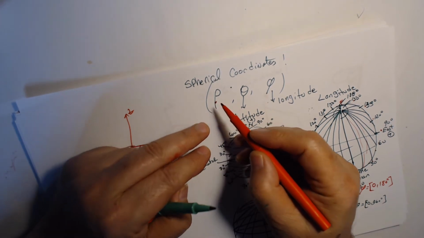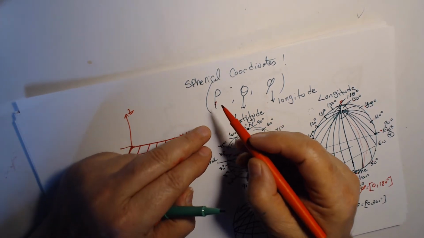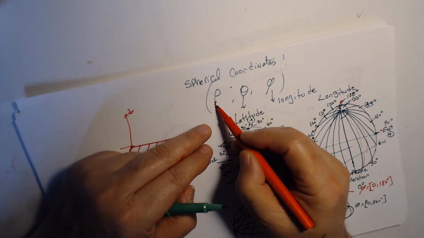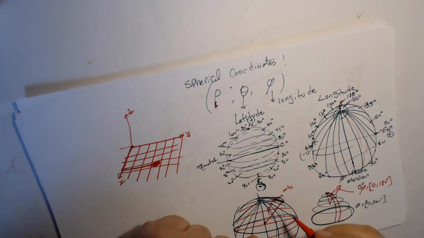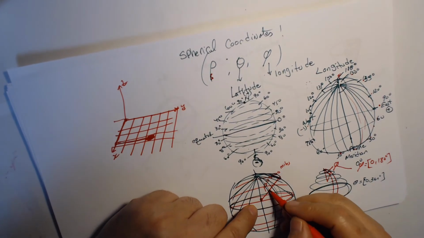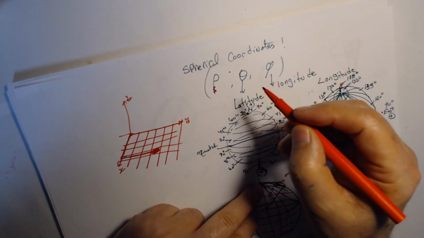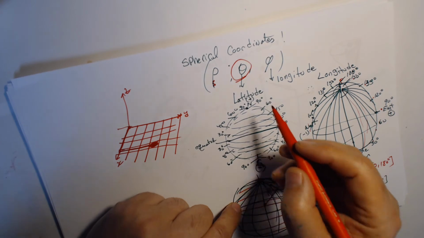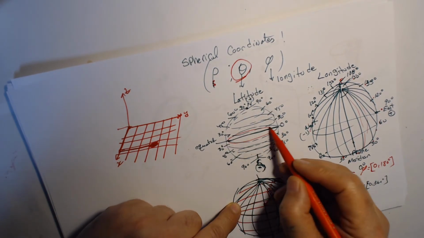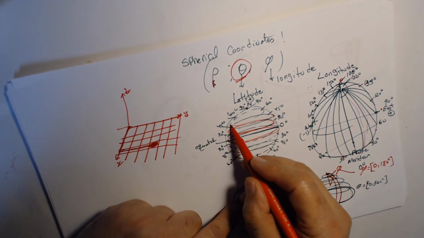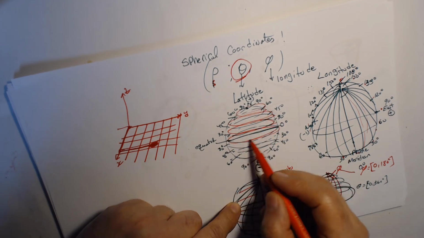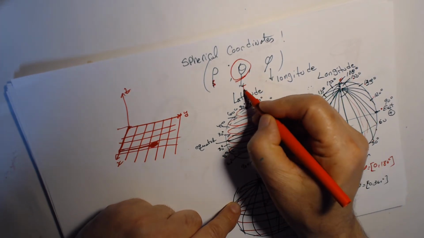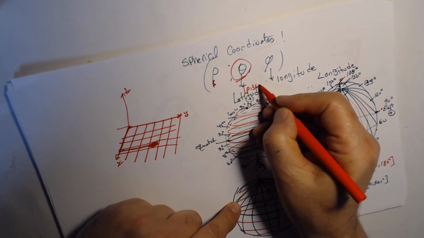Your rho is a straight distance from the center to the surface of the Earth, or the sphere, and we call it rho. Theta is your latitude, and that's the full circle, parallel to the equator. This requires 0 to 360 degrees.